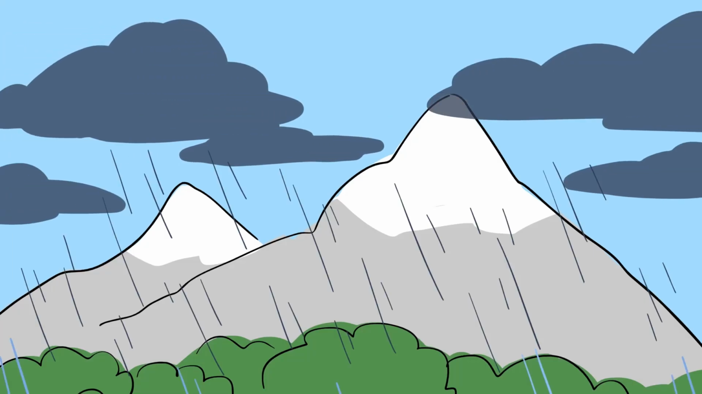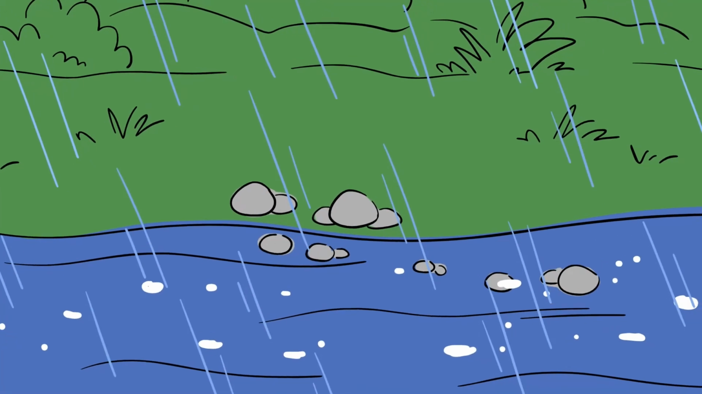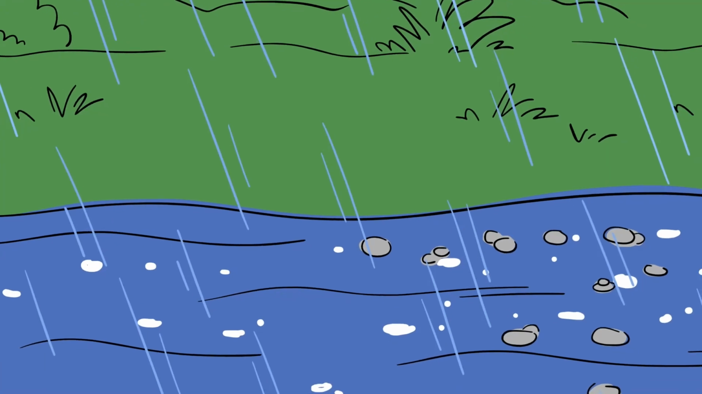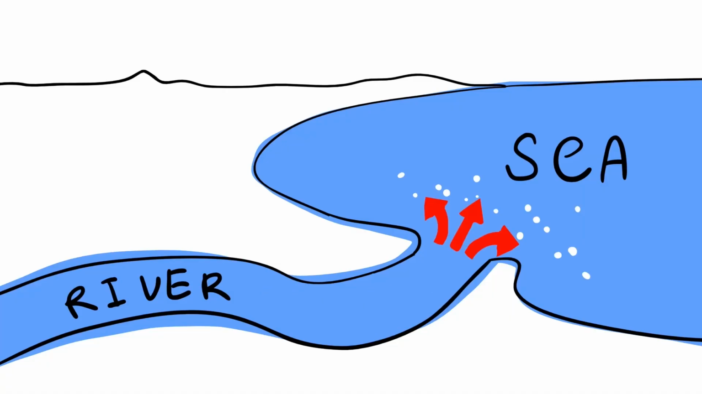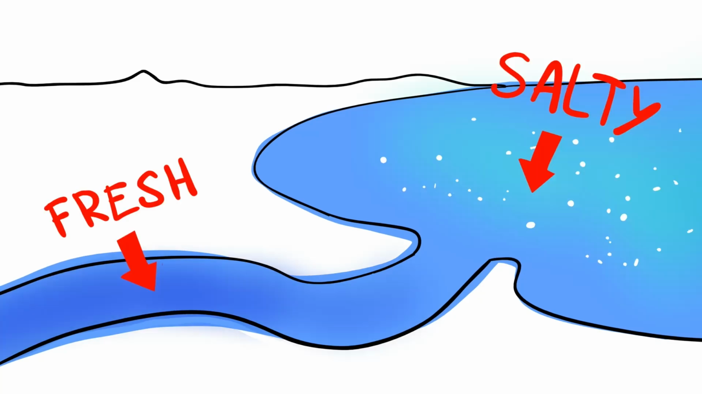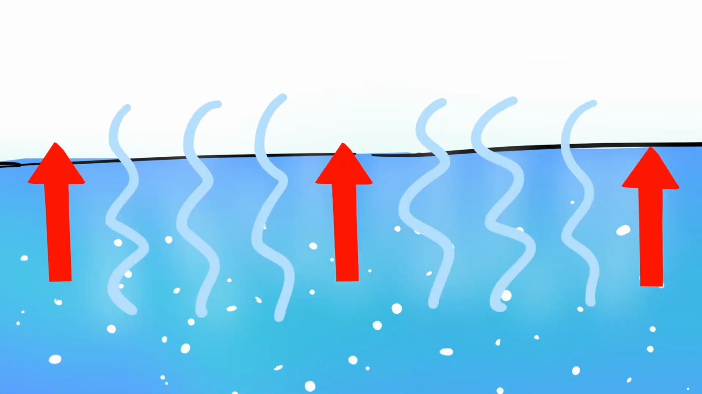Rain falls on mountains and ground, then flows into rivers. Water dissolves salts and minerals from rocks. The river carries these dissolved salts to the seas and oceans. But why don't rivers become salty? Rivers are constantly flowing, and fresh water evaporates into the atmosphere, leaving the salt behind.